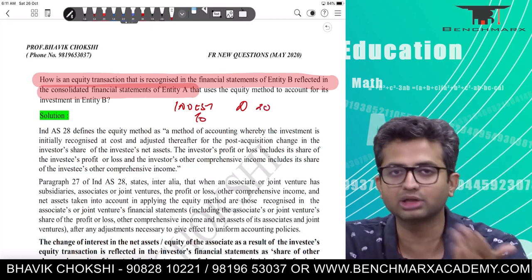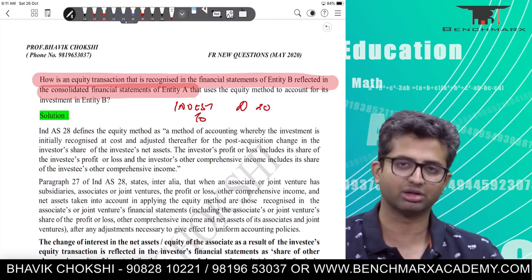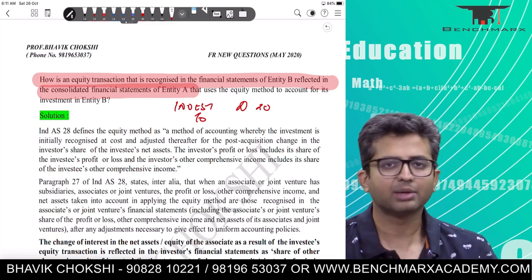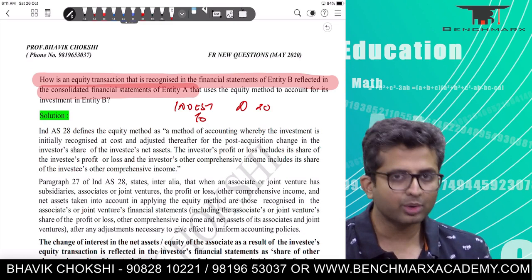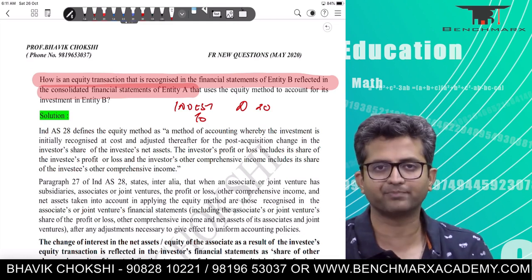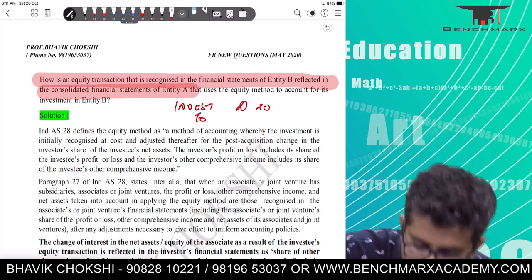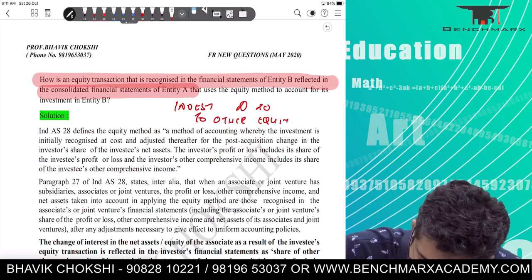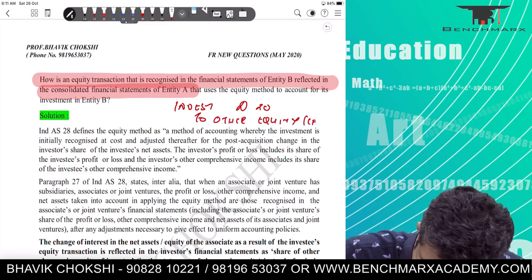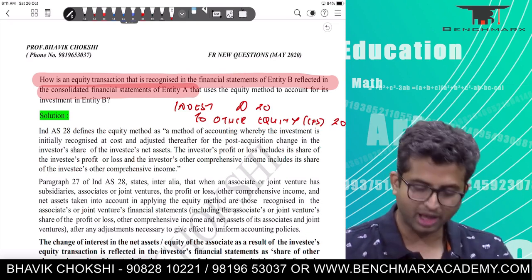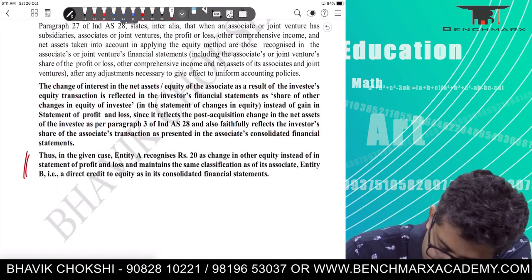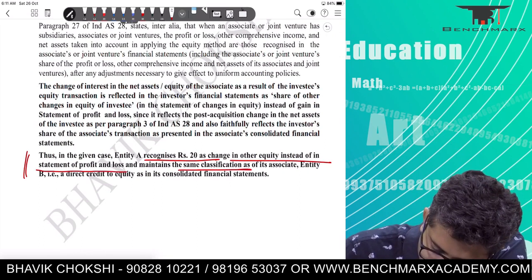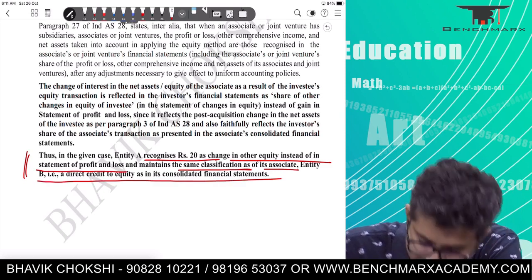Now usually you credit the consolidated profit and loss account or consolidated retained earnings, because that is the reason for increase, profits of an associate. Now in this case, the profits of the associate have not changed. However, the equity of the associate has changed, in which case you will recognize 20 directly to consolidated other equity. So in the given case, you recognize 20 as a change in other equity directly instead of statement of profit and loss, and maintain the same classification of the associate entity. It's a direct credit.